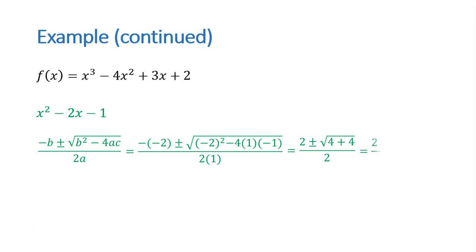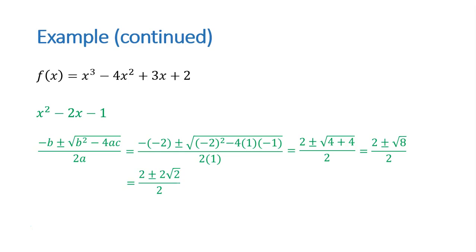Then we keep simplifying, so combine everything under the radical. We also need to simplify the radical if possible. So we're looking for perfect squares that divide into 8. In this case, 4 divides into 8, so we split 8 up into 4 times 2. Take the square root of the 4, so square root of 8 simplifies to 2 times the square root of 2.